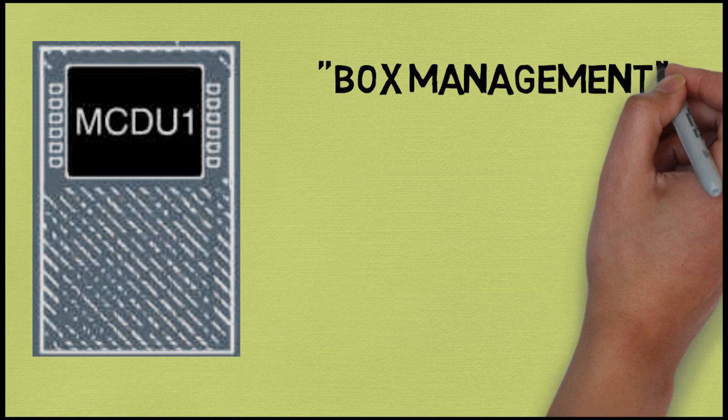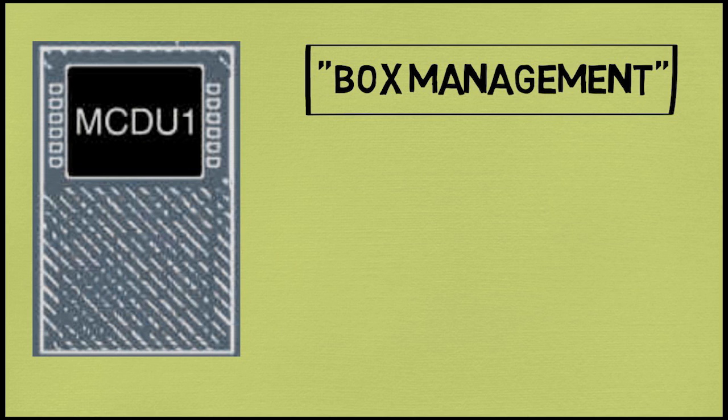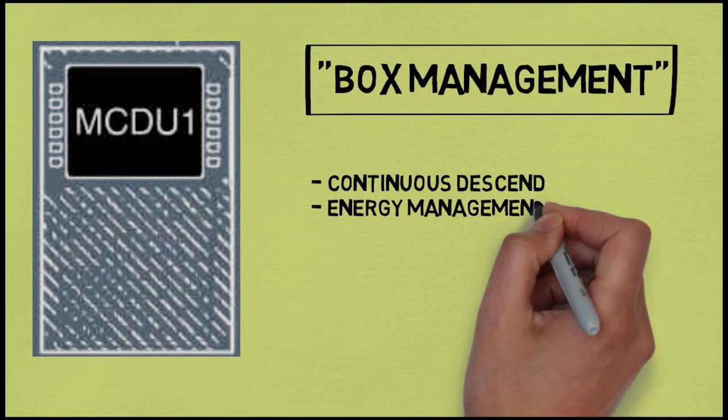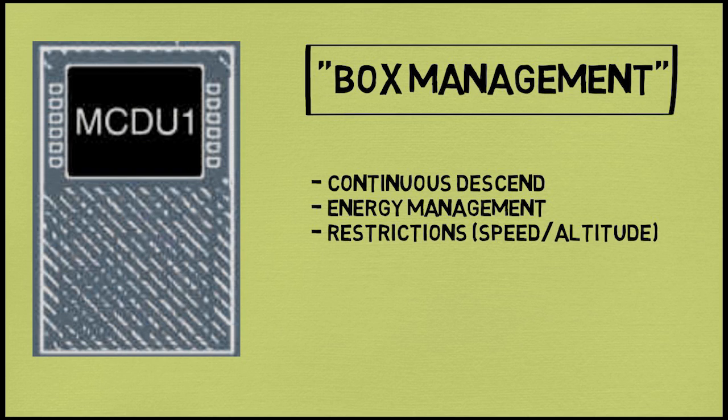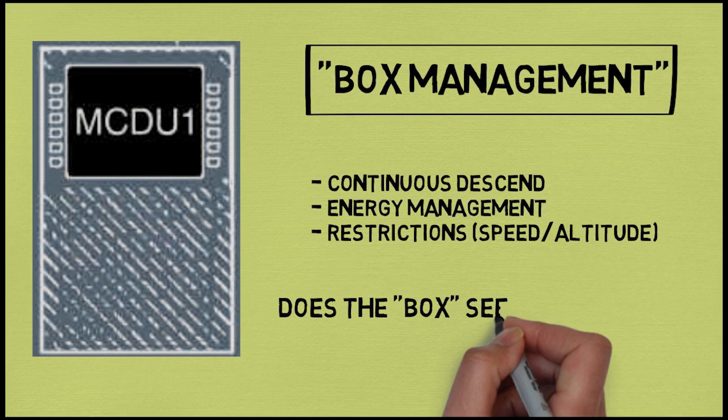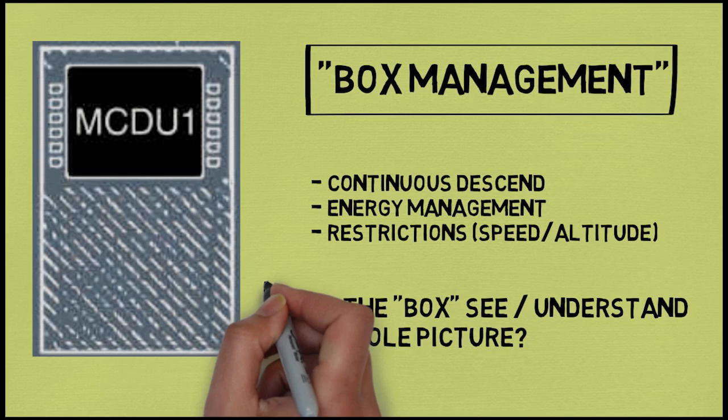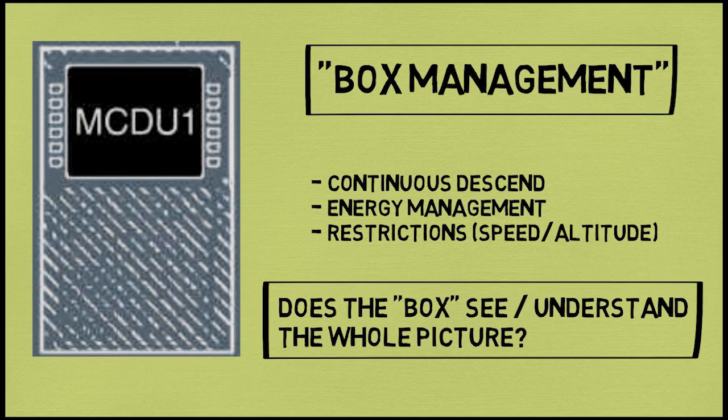The box is quite good at doing some things, like creating a continuous descent, energy management, and keeping to restrictions. However, the box is limited in scope. It does not see or feel the outside world and all the variables that may affect it. Quite often, we need to override with selected. Let's examine this closer.